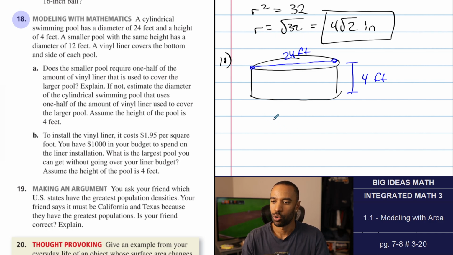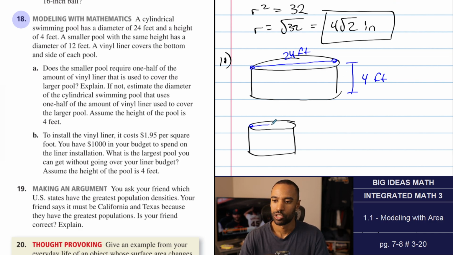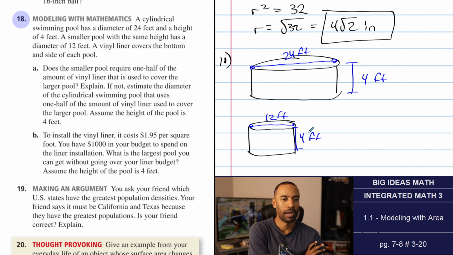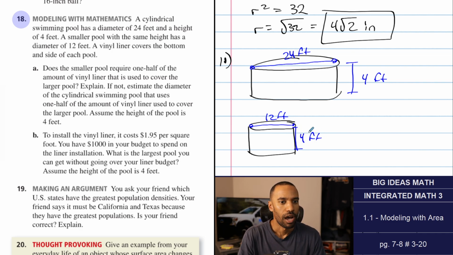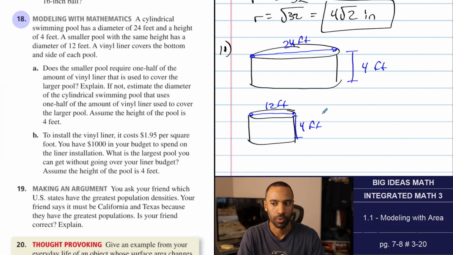Okay, so that's not quite half. Let's try that again. Maybe something like that. Same height. Not drawn to scale, by the way, y'all. So diameter of 12 feet. And this is also still 4 feet. They said same height. A vinyl liner covers the bottom and side of each pool. Okay, we'll see where that comes into play.